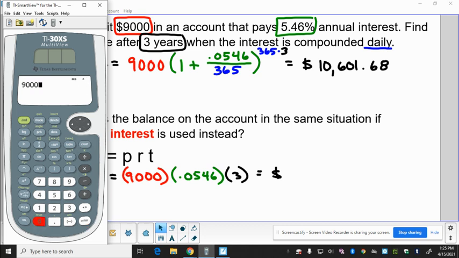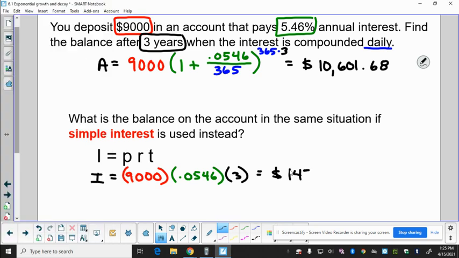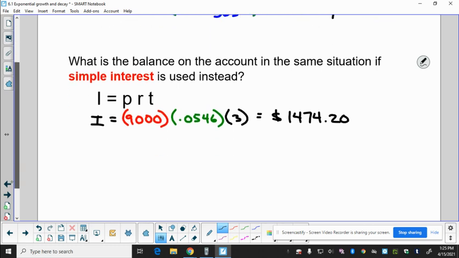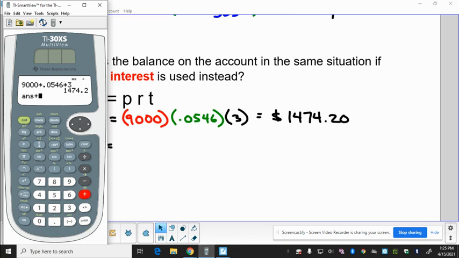So there's my 9,000 times 0.0546 times 3. Okay, so we get 1,474.20. Now, the question is, what's the new balance on this? So the new amount will be the original plus that 1,474. So it would be that plus the original 9,000, which will be 10,474.20.